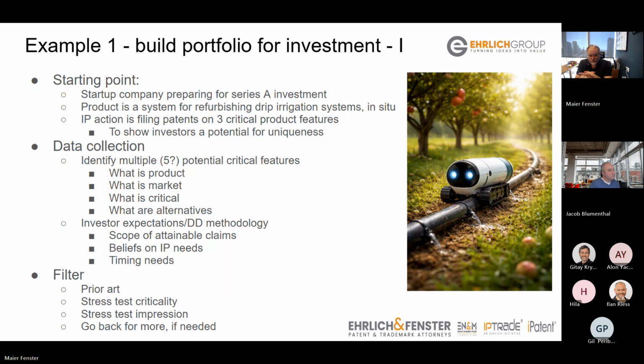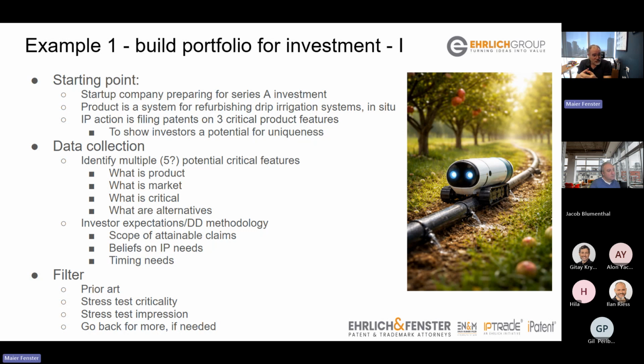First example, we have a startup company, and all of the examples are going to be about the same company story. So we have a startup company, and it wants to get a Series A investment. Classical situation. The product is some system that may be a robot that travels over drip line irrigations and fixes the drip emitters. You know, they get clogged, they get covered, so it goes along the pipe and it fixes them.